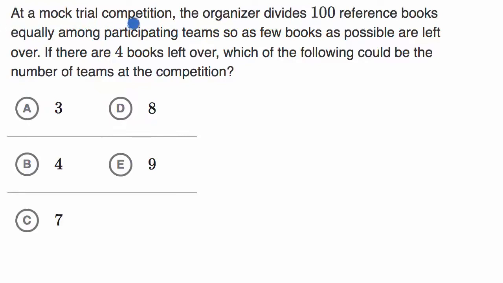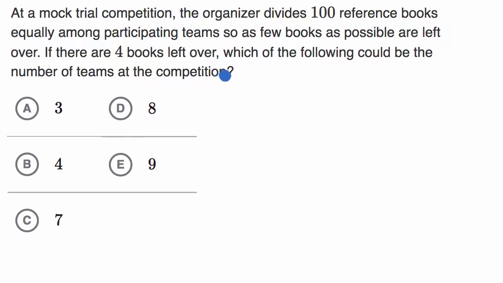At a mock trial competition, the organizer divides 100 reference books equally among participating teams so as few books as possible are left over. If there are 4 books left over, which of the following could be the number of teams at the competition? So pause this video and try to work through it yourself before we do it together, and you will only have to pick one of these choices.